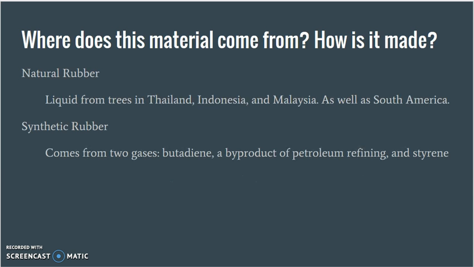Now we're going to talk about where natural rubber and synthetic rubber comes from. Asia is the main source of natural rubber. The three largest producing countries are Thailand, Indonesia, and Malaysia. Together they account for 72% of all natural rubber production.